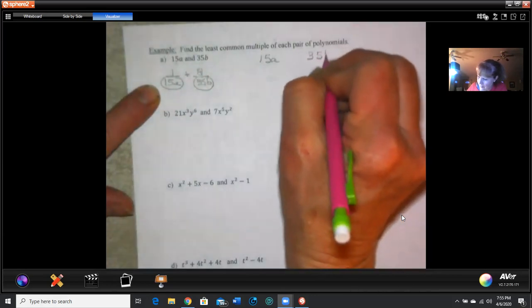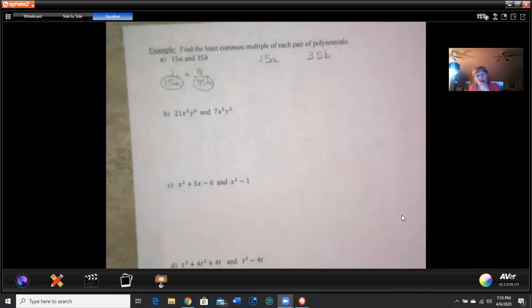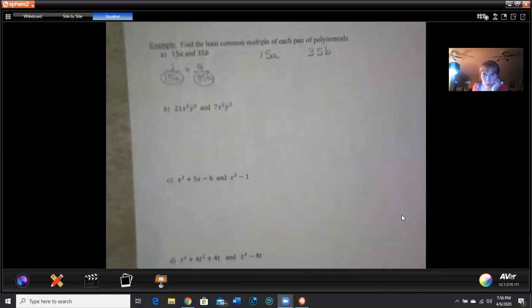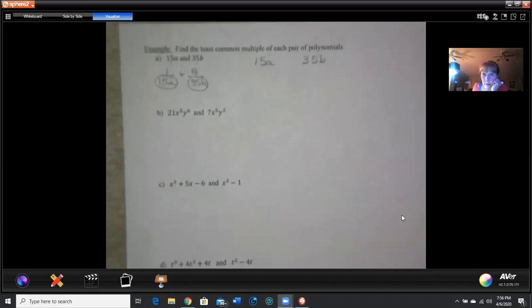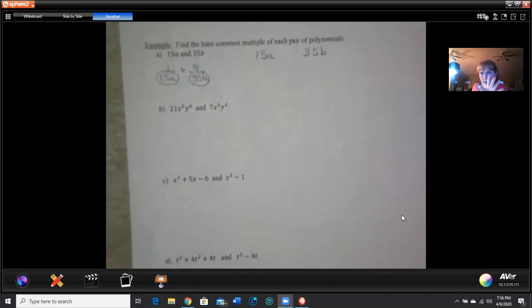35b. Okay. You guys can always stop the video and try these on your own and see if you get the right answer. That would be a good strategy in learning these, because you learn more by doing rather than watching. But let's go ahead and go through the same strategies of breaking it down using our tree diagrams.